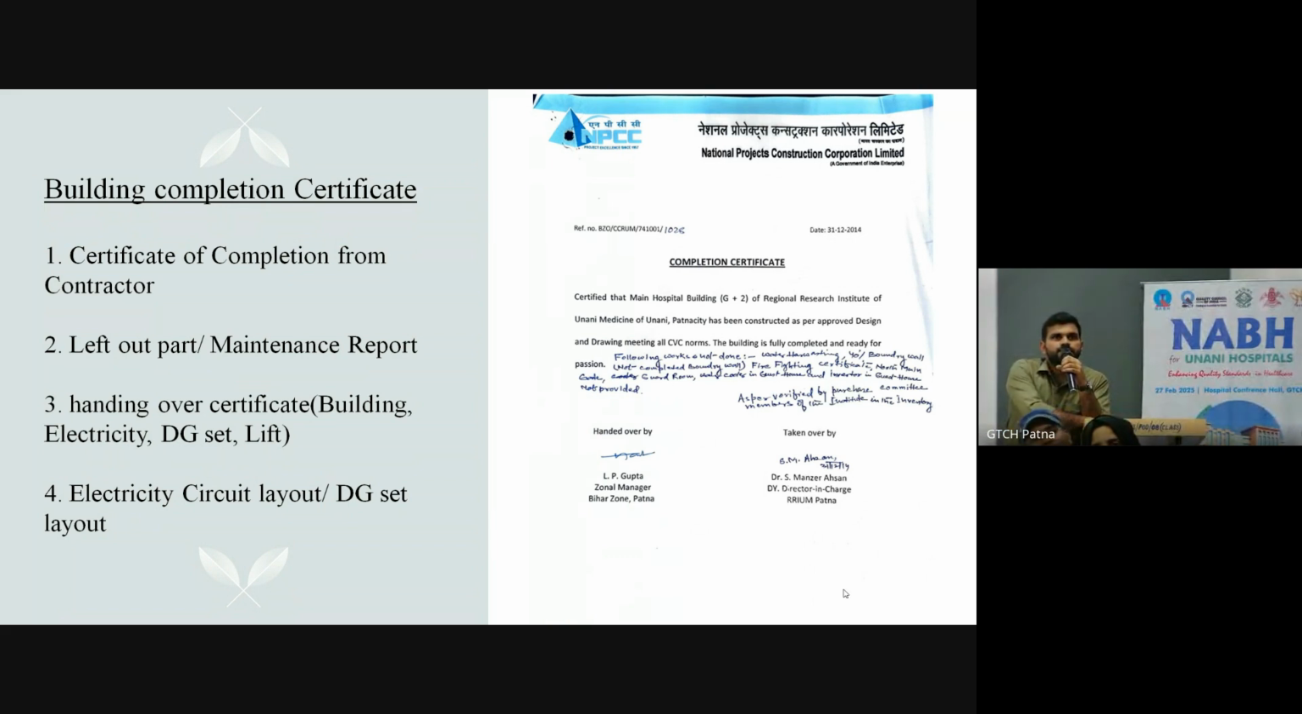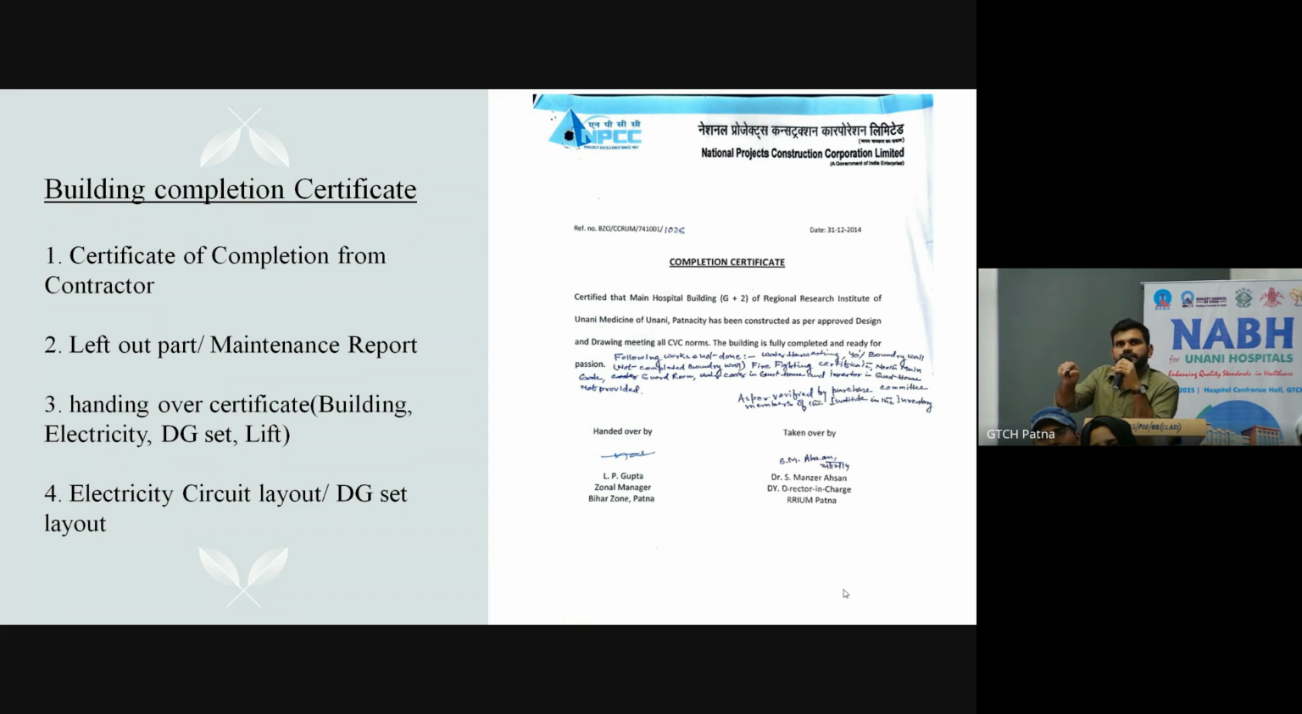Next is the building completion certificate, which is provided by the authority that has done the construction work, and this is how it looks. This is the completion certificate. They have certified that this building has been completed. And in case of any maintenance work left, they note it clearly, and we cannot take over until the whole work is complete.